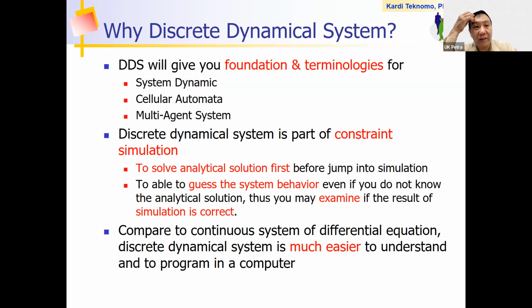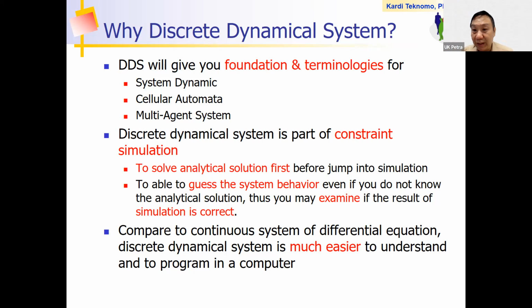So why do we learn this? Okay, DDS or discrete dynamical system will give you the foundation first, and terminology for many things. For example, system dynamics. You will also learn about cellular automata in this course. I will probably touch a little bit on multi-agent systems, but not so deep. And then, discrete dynamical system is also part of constraint simulation, where you will be able to solve the analytical solution before jumping to simulation.